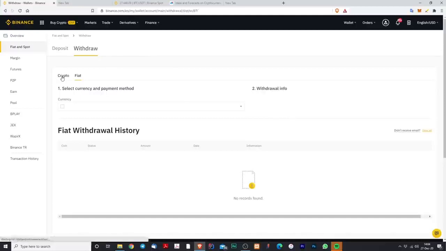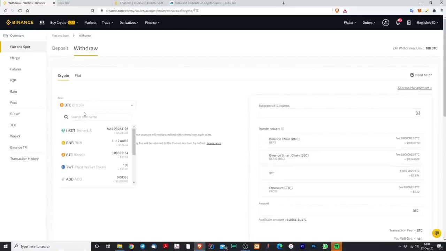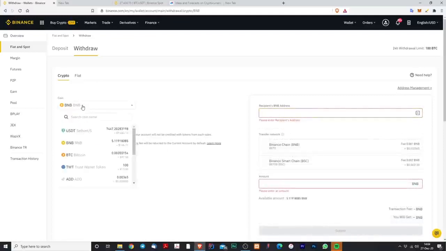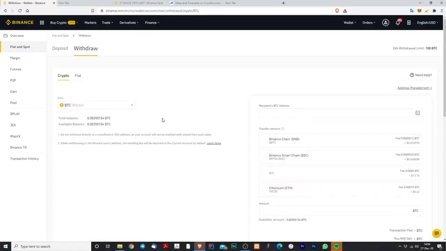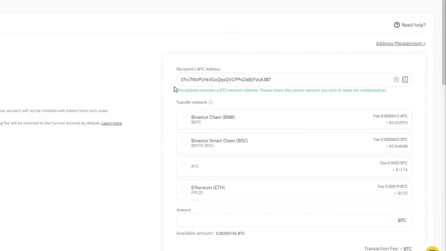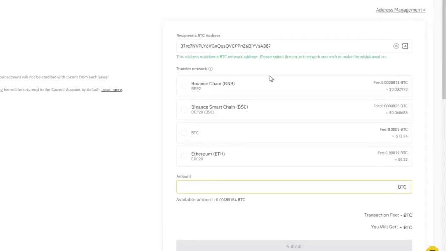All you need to do is provide your banking details into Binance. But if you want to withdraw the crypto, you can select what coin you want to withdraw. Say I want to withdraw some BNB. I have 5.1 BNB here. I will instead use Bitcoin because it's what a lot of you guys will be dealing with. So here I'm just going to put my BTC address. For example, I can put this on it, and now it's showing me transfer network, right? And these are the different types of network that are available, and I want to use the main BTC network, and it's showing me the fee here is $13.